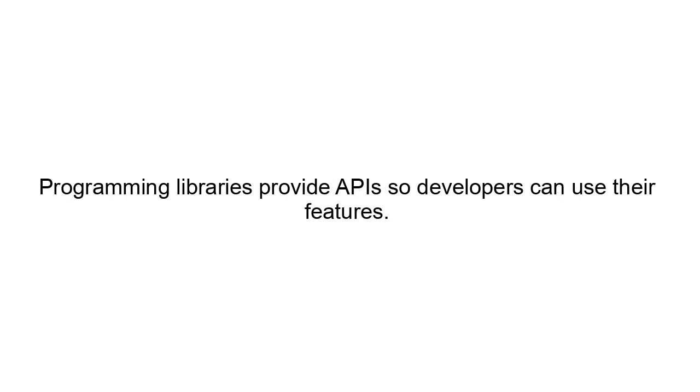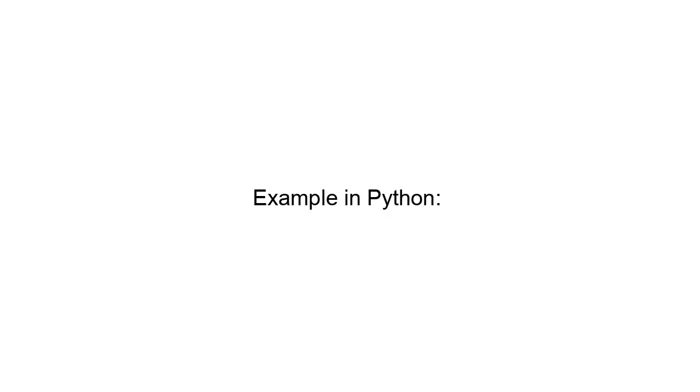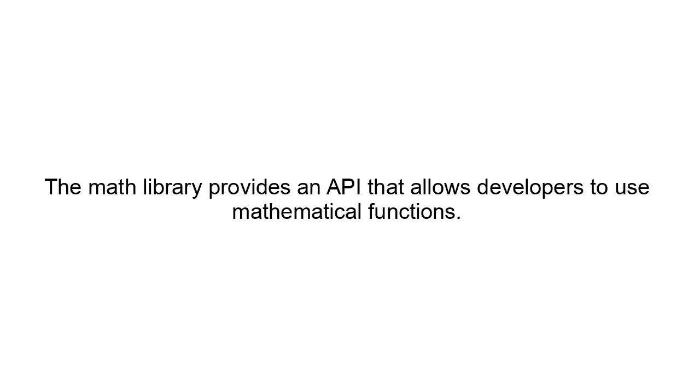2. Library APIs. Programming libraries provide APIs so developers can use their features. Example in Python: import math, result = math.sqrt(16), print(result). The math library provides an API that allows developers to use mathematical functions.